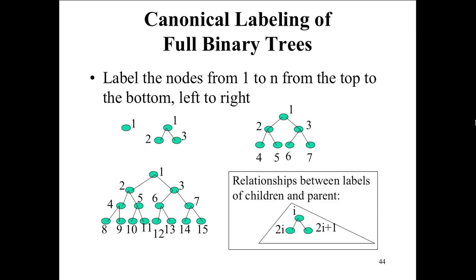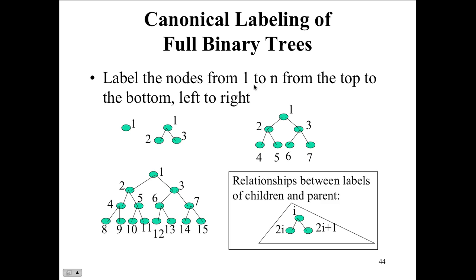Canonical labeling of full binary trees. So looking at essentially the labeling of the nodes. Labeling of the nodes allows us to take the tree, flatten it out into a list, and then take the list and treat it like a linked list, actually, if we wanted to.